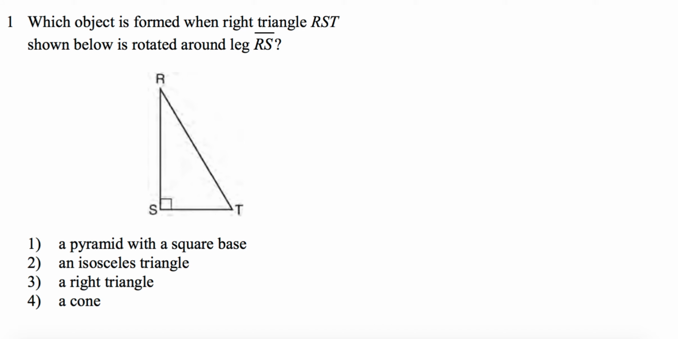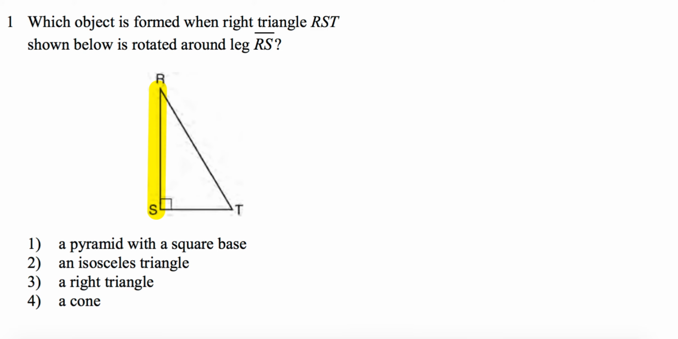Hello, let us look at some questions from June 2015 geometry regions. So here comes the first one. We have this triangle being rotated about leg RS, which means this leg right over here. Then what kind of shape can we imagine?